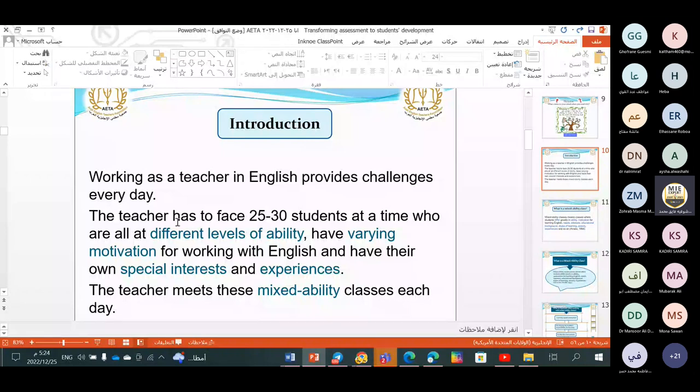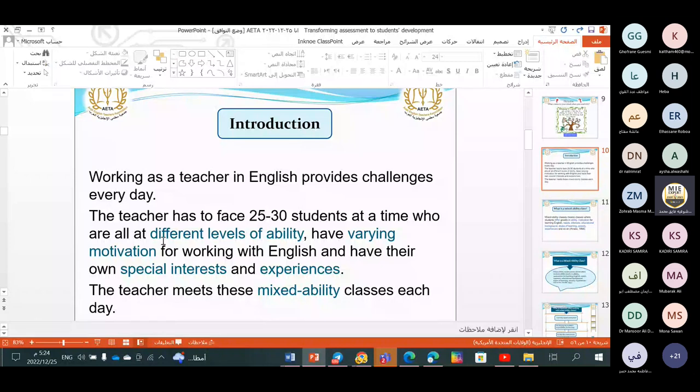For example, the teacher is having about 25 to 30 students and many times more than this number. In some classes, there are about 40 to 50 students in each class at a time.